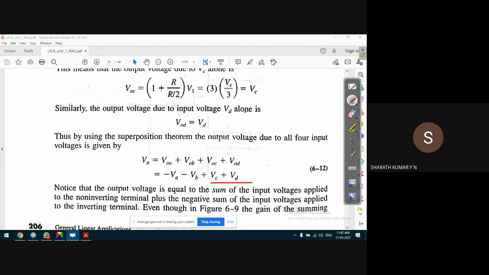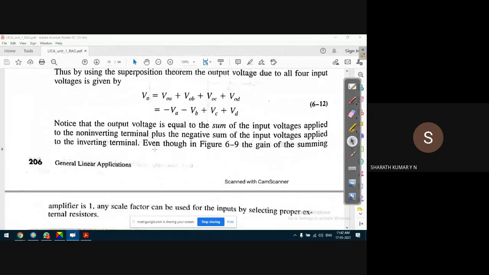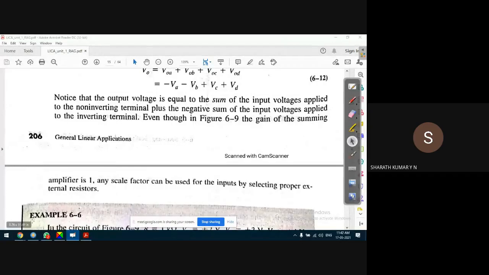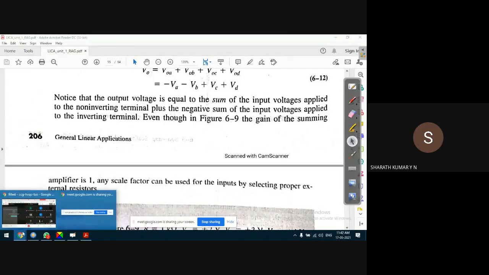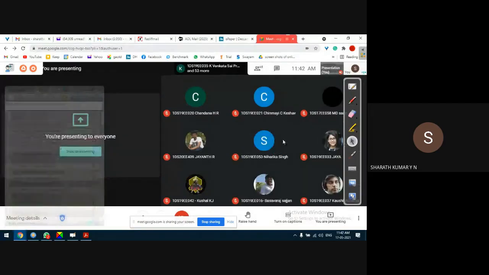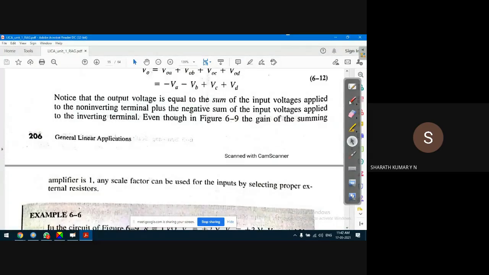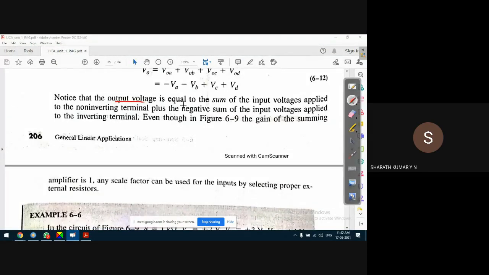Very simple, quite straightforward. If you understand the basic operation of the inverting and non-inverting amplifier, we can conclude this straight away. The output voltage is equal to the sum of the input voltages applied to the non-inverting input terminal plus the negative of the sum of the input voltages applied to the inverting input terminal. That is, inverting input terminals are inverted and added to the voltages applied to the non-inverting input terminal. That's all. The author is trying to say that it's very simple.